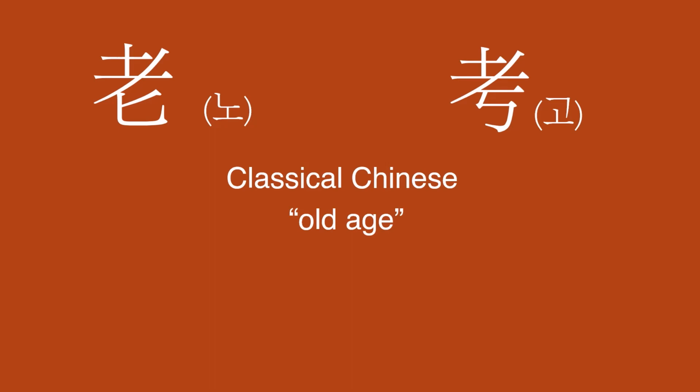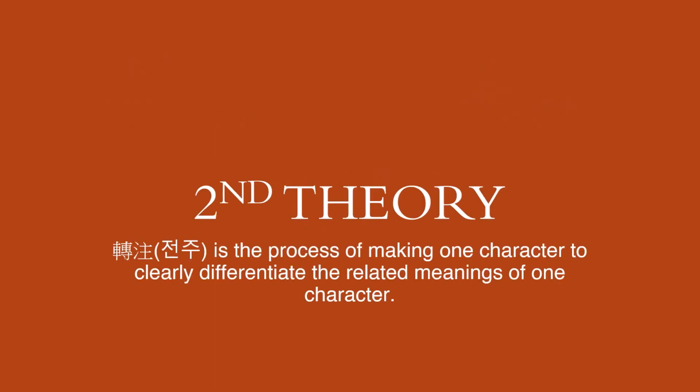Some sources say that there had been no first, then its pronunciation changed in other places, so there was a need to create a character for that pronunciation, which is ko. On the other hand, the second theory states, Chonju is the process of making one character to clearly differentiate the related meanings of one character.